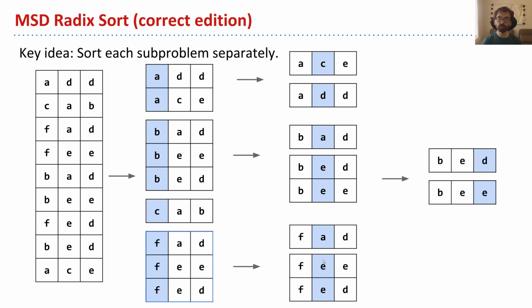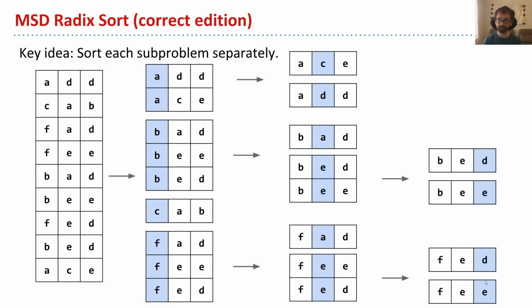There are still 2 keys left in this subproblem. We can think of this as the FE subproblem. And this, in turn, is going to give us 2 subproblems when we sort on the rightmost digit. We have fed and fee. They're both of size 1, and we're done. So we copy over fad, fed, and fee, and everything is now in sorted order.